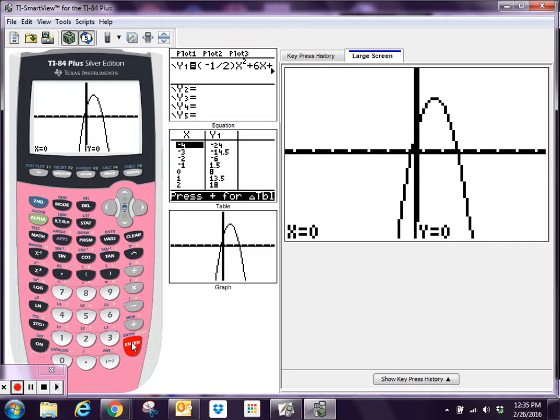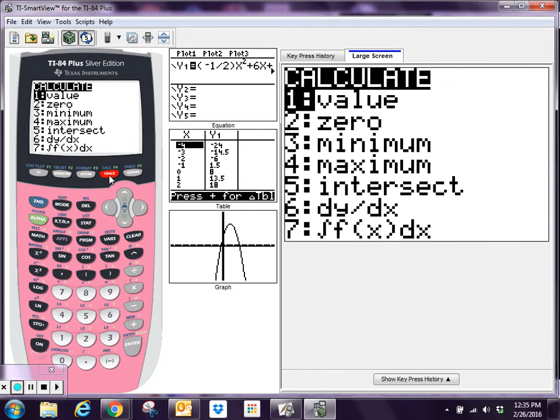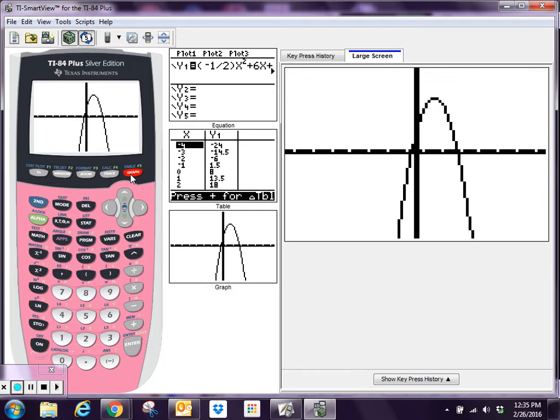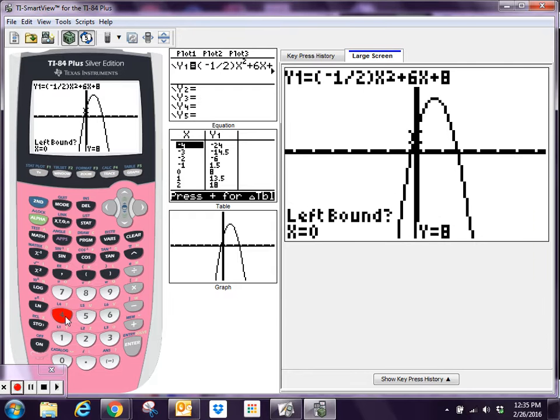Okay, I'm going to calculate my vertex. So to calculate it, I have to go second, trace. Okay, what was this in this picture? I'm going to go back to it so you can see. This was a maximum. So I'm going to hit second, trace. I want to go to 4, maximum.